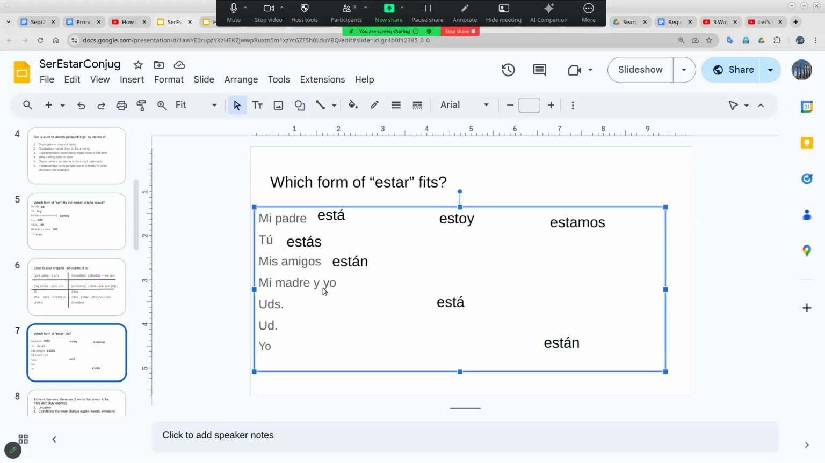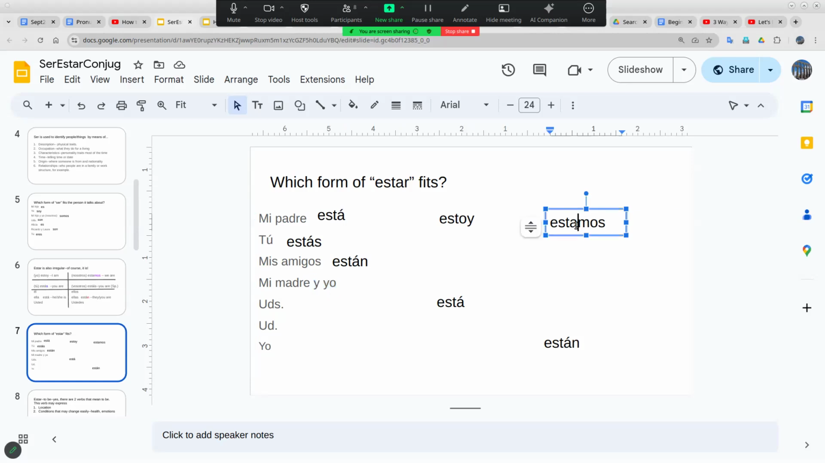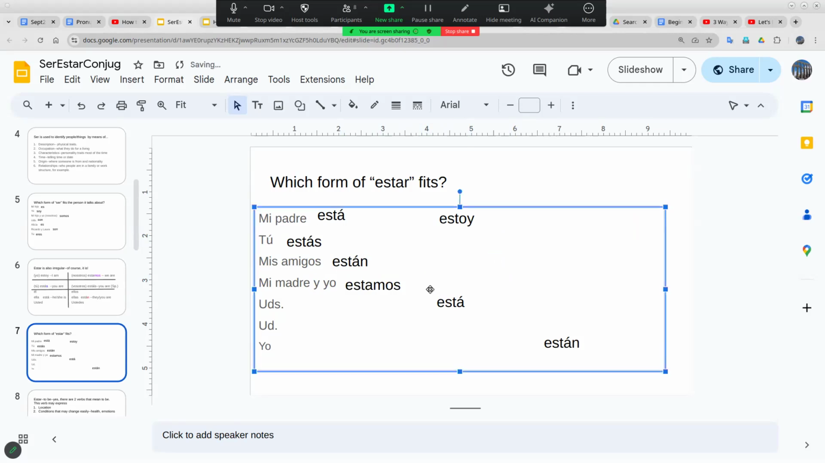Okay. Bien. Mi madre y yo. And the key here is the y yo puts me in the group. Estamos. Mi madre y yo estamos en la tienda. My mom and I are at the store. Mi madre y yo estamos en Arizona. My mom and I are in Arizona, where we physically are.